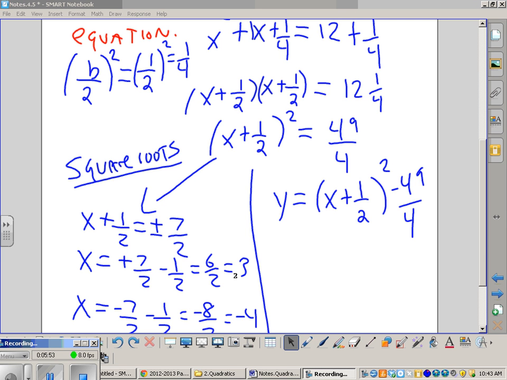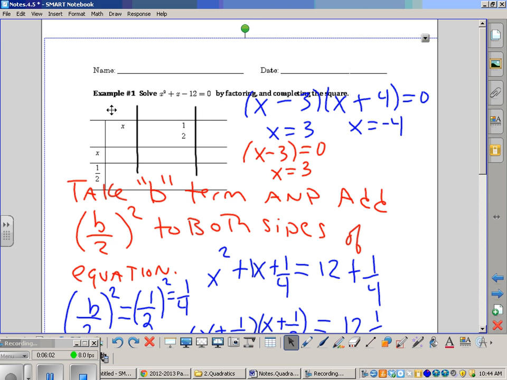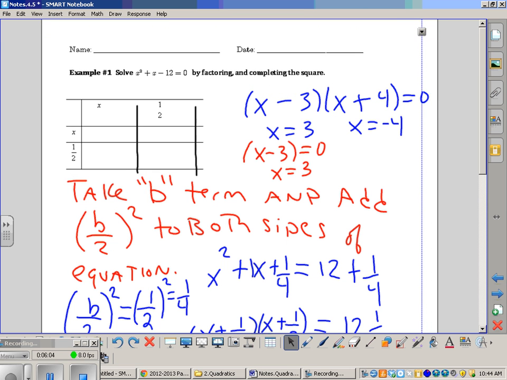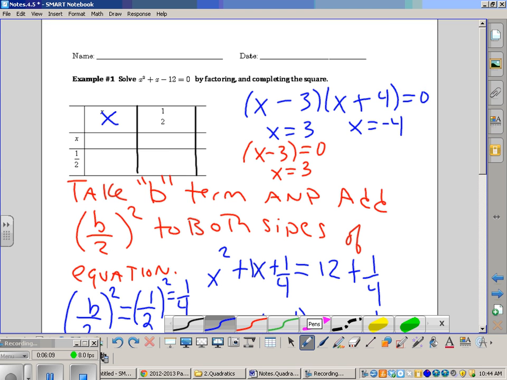So let's see, guys. Let's go back up to that chart just to illustrate what this completing the square actually is in a visual. If I break up x squared into x and x, and then I take the b term, where b equals 1, and cut it in half, 1 divided by 2, I get 1/2.